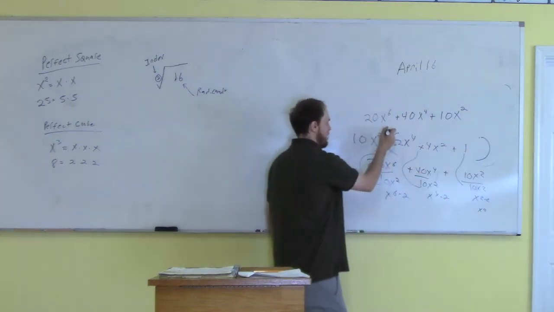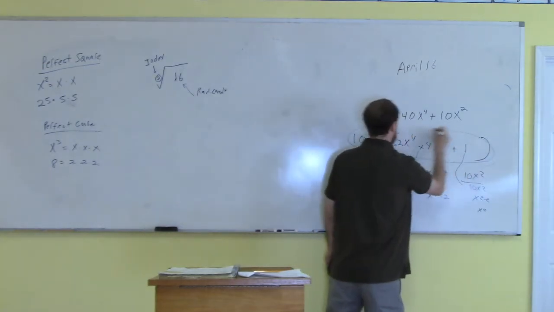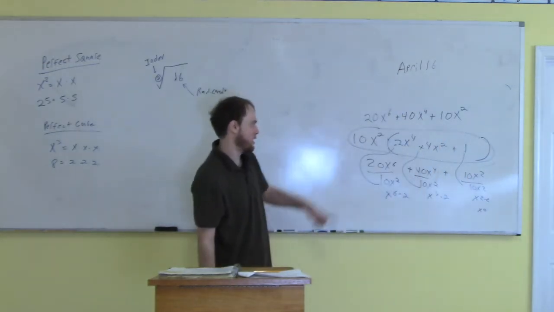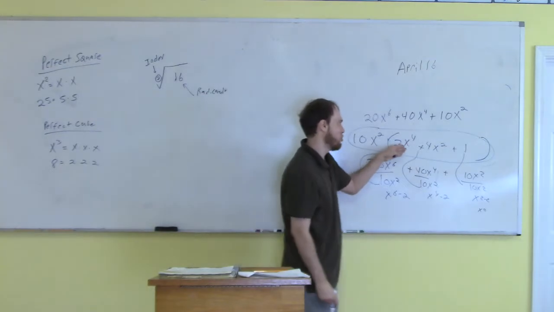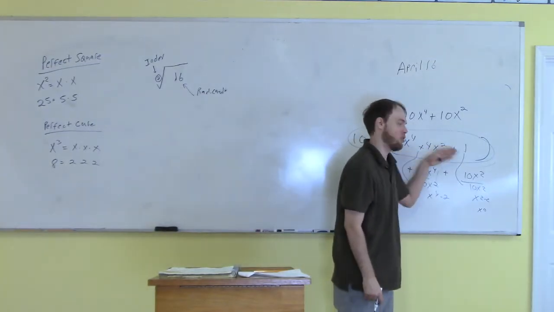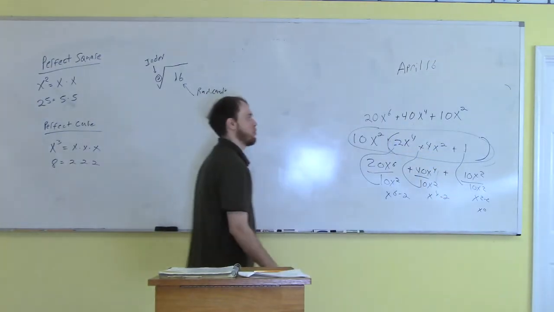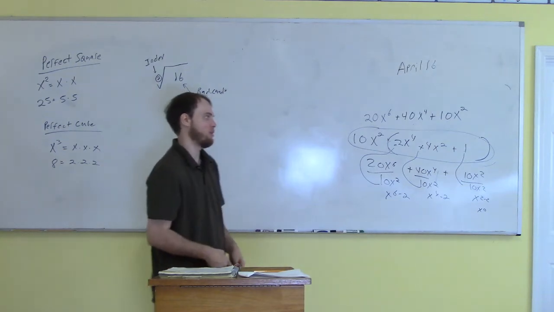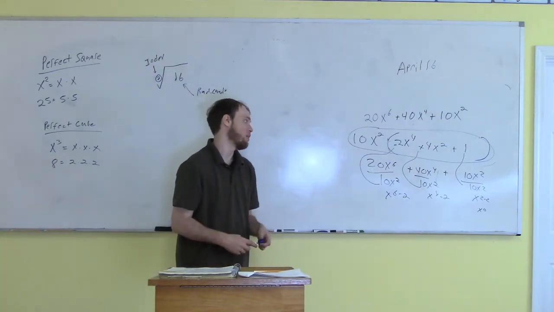And so your final answer then would be this right here. The factored form of it would be 10x squared outside with 2x to the 4th plus 4x squared plus 1 on the inside. So that'll give you a problem using the greatest common monomial factor with factoring.